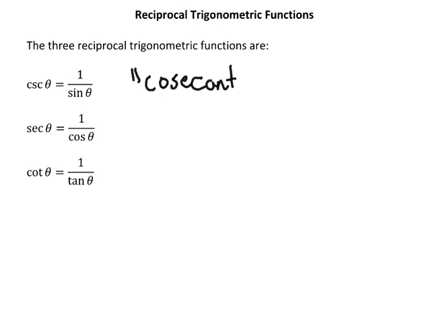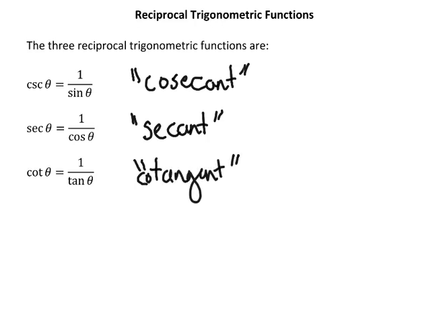So cosecant, and the short form for cosecant is CSC. So cosecant theta is equal to 1 divided by sine of theta. If you do 1 divided by cos of theta, so the reciprocal of cos theta, that's called a secant. And the short form for secant is just SEC. And the last one, 1 divided by tan theta is equal to the cotangent, is what we call that. The short form is just COT.